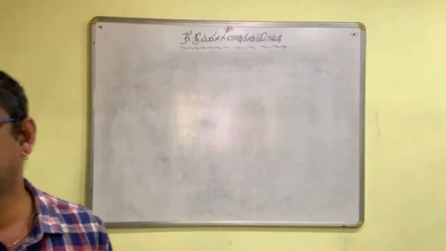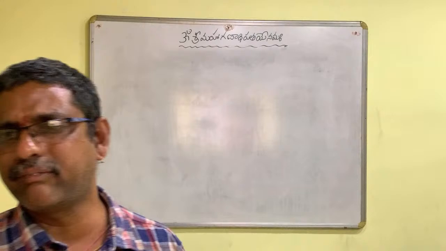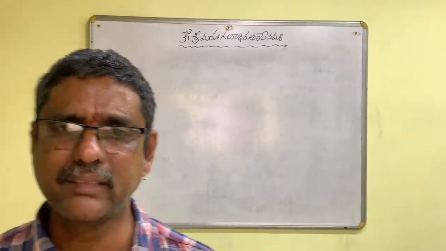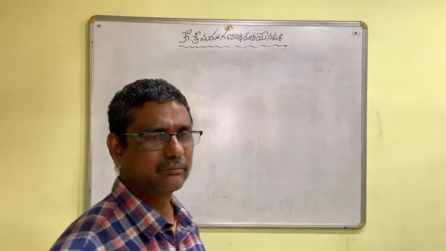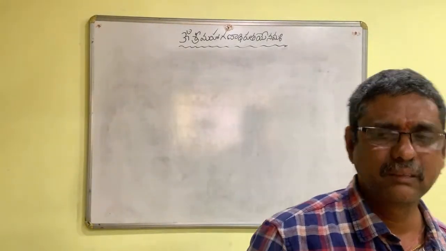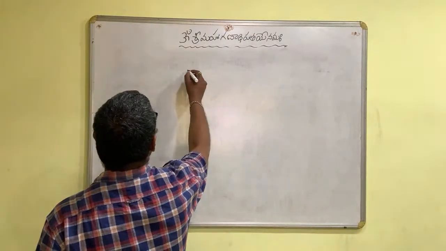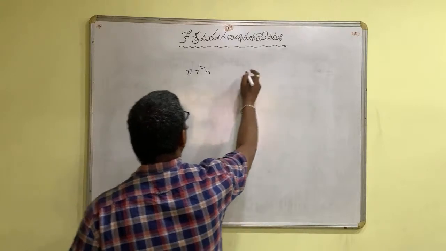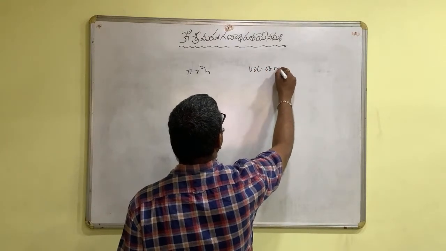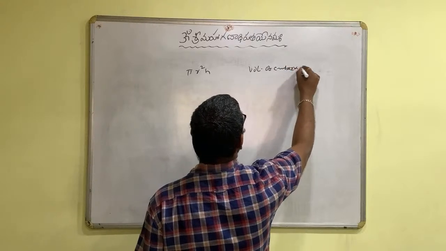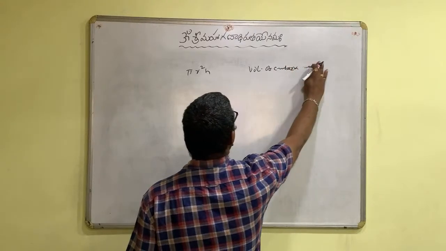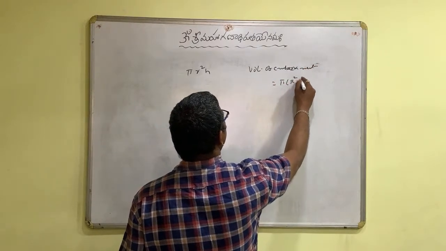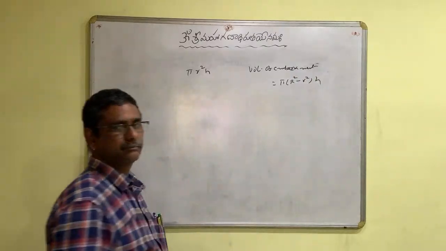Is the width of the embankment equal to the volume of the well? No. The width of the embankment is not equal to the volume of the well. Who said that? See, the volume of the well is pi r square h, and the volume of the embankment is pi into capital R square minus small r square into h.